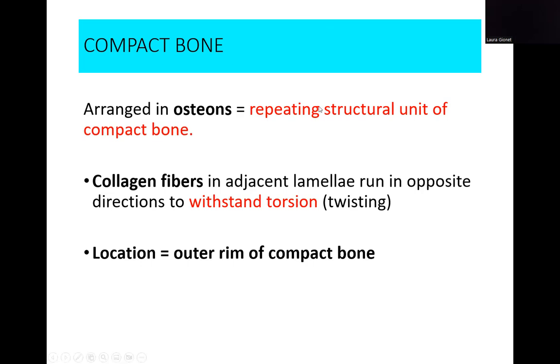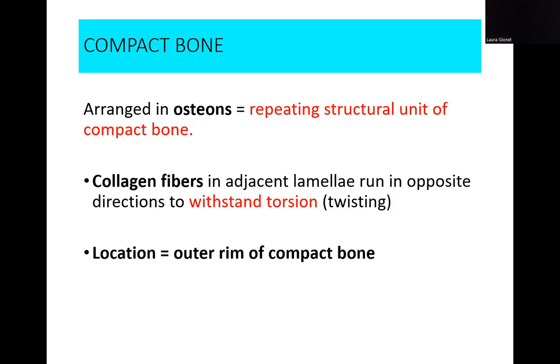Okay, so the osteons are the repeating structural unit of compact bone. We find collagen fibers coursing between layer and layer of lamella, which are the rings of the matrix. The collagen fibers will either travel clockwise altogether, and then the next layer they'll go in the opposite direction, counterclockwise, and then the next layer clockwise again, and they'll alternate because those collagen fibers actually allow for resistance to compression or extra compression, so that compact bone is not so brittle.